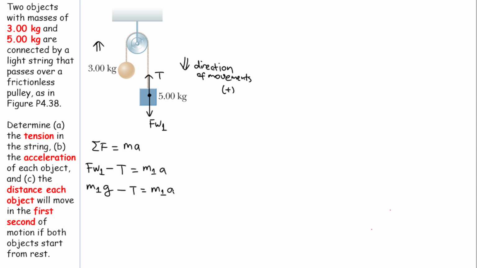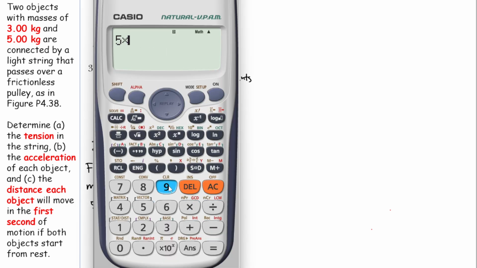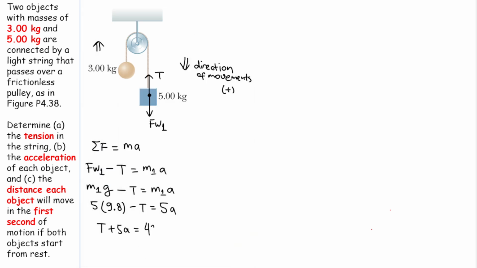Now let's plug in all that we know. Mass 1 is 5 kg, g is 9.8, minus T equals 5 multiplied by A. Let's isolate all the variables to one side. I will have T plus 5A on the left, and on the right-hand side, 5 times 9.8, which is 49. I think there is nothing more we can do from here. Let's save this as equation number 1.